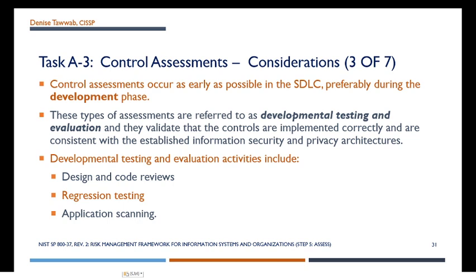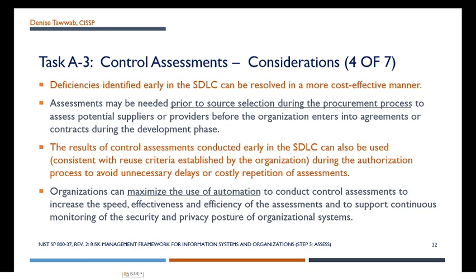These early assessments are referred to as developmental testing and evaluation, and they validate that the controls are implemented correctly and are consistent with the established information security and privacy architectures. Developmental testing and evaluation activities include design and code reviews, regression testing, and application scanning. Deficiencies that are identified early in the life cycle can be resolved in a more cost-efficient, effective manner.